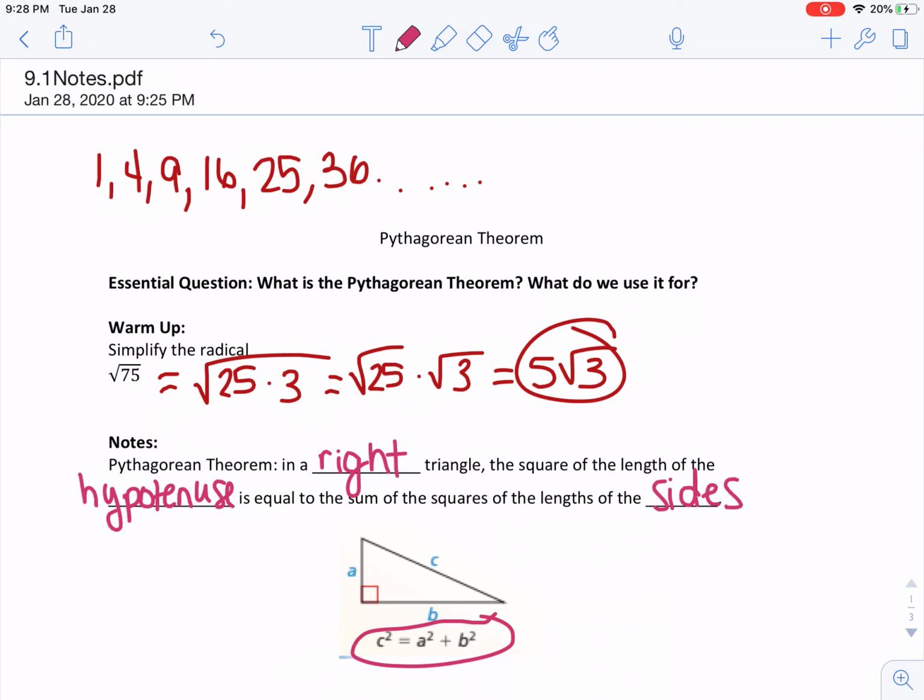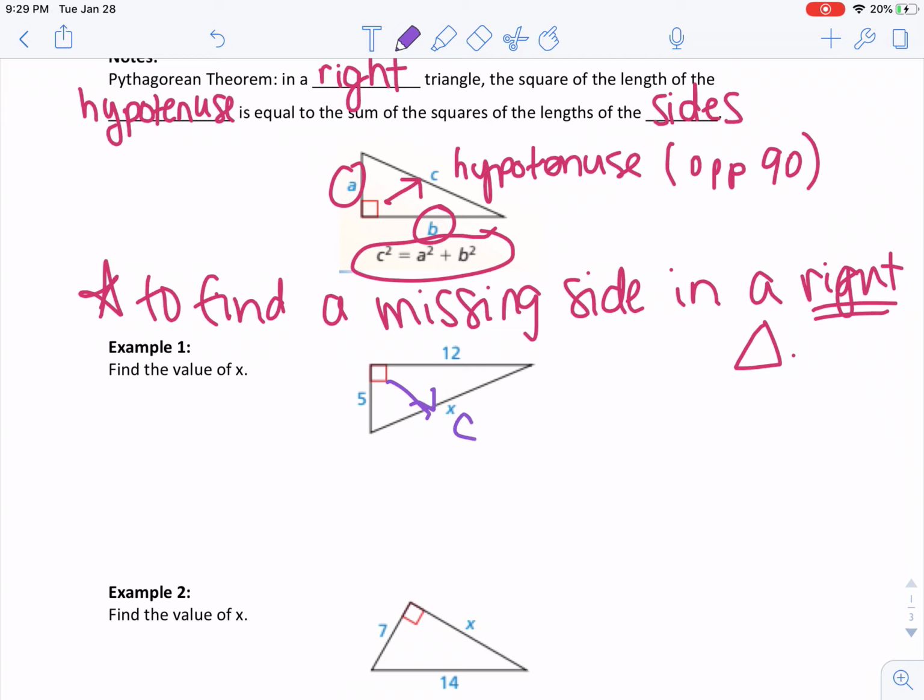Okay? So in the first example, it says find the value of x. The first thing you have to decide is what is c. It doesn't matter what a and b are, but c has to be the one that's on its own side of the equation, and c is always opposite the 90 degree angle. So in this case, x is my c. And I don't care which one's a and which one's b, so I'm just going to write a and b on the other ones.